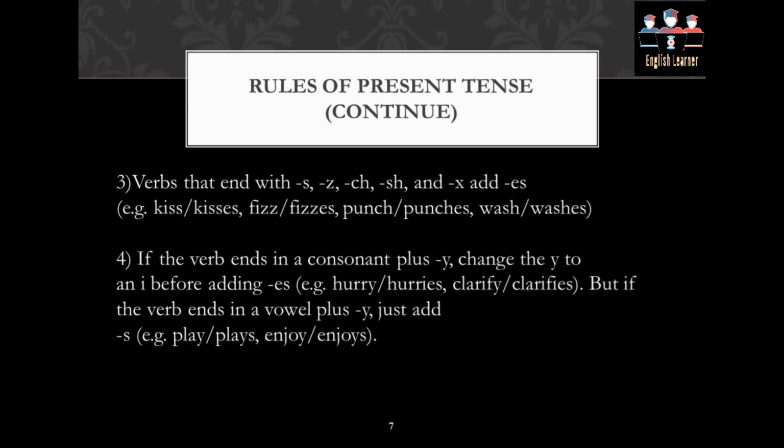Rule number 4. If the verb ends in a consonant plus y, change the y to an i before adding es. Example, hurry. It will become hurries after adding ies and removing y from it. Clarify, clarifies. But if the verb ends in a vowel plus y, then you just have to add s. Like play, plays. Enjoy, enjoys.